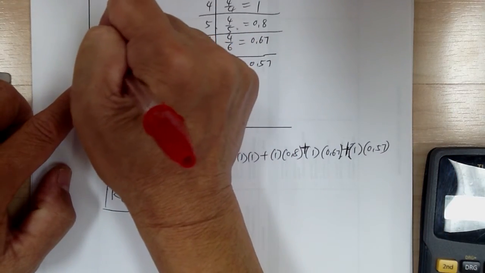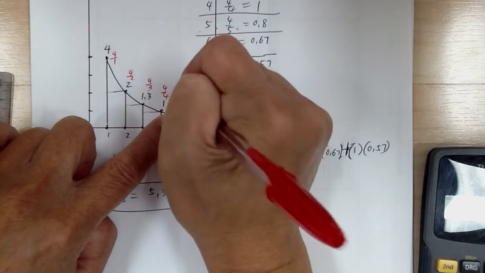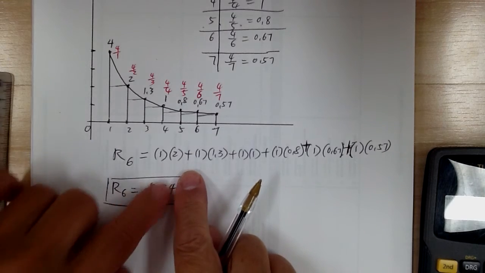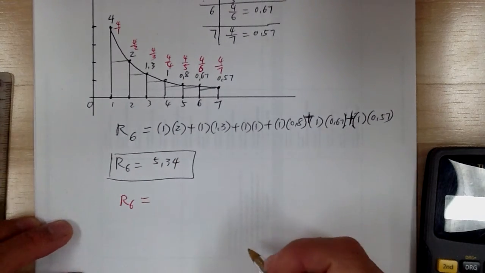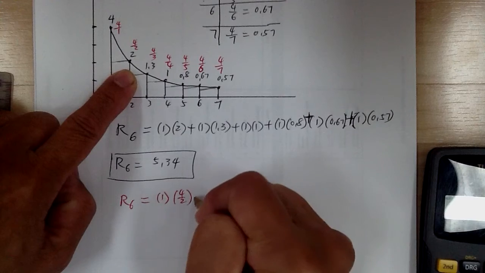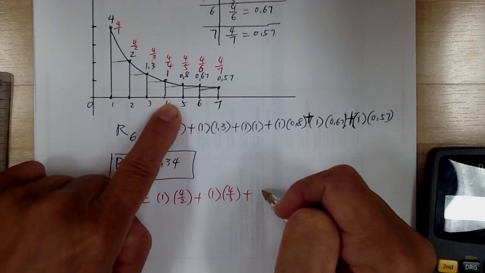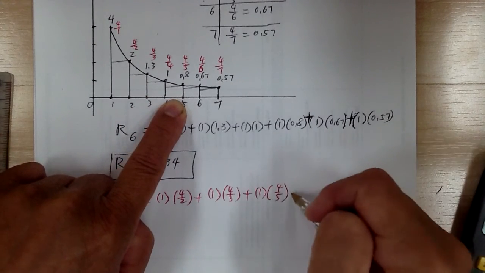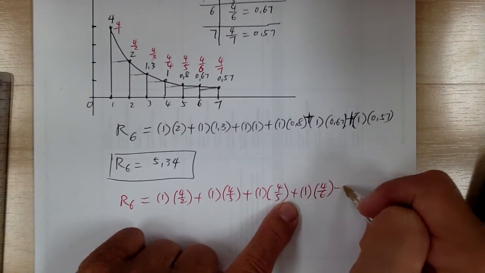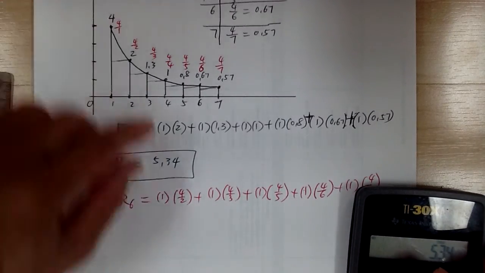Because this would be 4 over 1, this would be 4 over 2, this would be 4 over 3, this would be 4 over 4, this would be 4 over 5, 4 over 6, 4 over 7. Okay, so if you want to do it by fraction to be more exact, that's fine. So you can do it this way. So the base is 1, the height is 4 over 2. This one, the base is 1, the height is 4 over 3. This one, the base is 1, the height is 4 over 5. And this one, the base is 1, and the height is 4 over 6. Next one, the base is 1, the height is 4 over 7. Okay? And notice the 1 does not do anything, so all you have to do is just add the fractions.